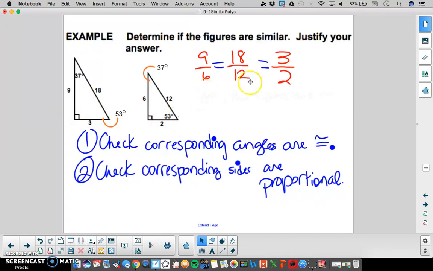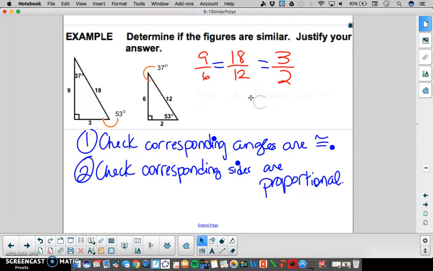So 3 to 2 is a ratio that we would use. The longest side in this triangle is 18, which will match with the longest side in the other triangle, 12. 18 divided by 12 will reduce to 3 halves. So far we know those sets of sides are proportional, but you have to check all of the sets. So we set up that last ratio of 9 over 6. 9 over 6 also reduces to 3 halves.